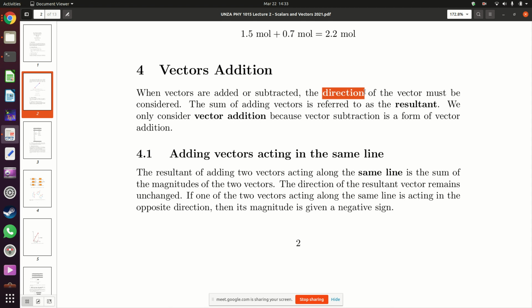So, when you're talking about adding vectors and subtracting vectors, direction is very important. You cannot ignore the direction. You have to take care of the direction. And that being the case, if we are going to be talking about direction, then we need to choose which direction is going to be our x-axis, which direction is going to be our y-axis. And that's where the xy plane comes into play.